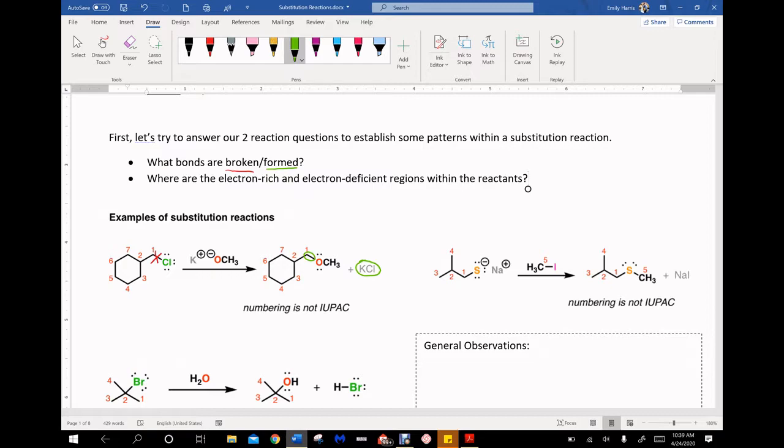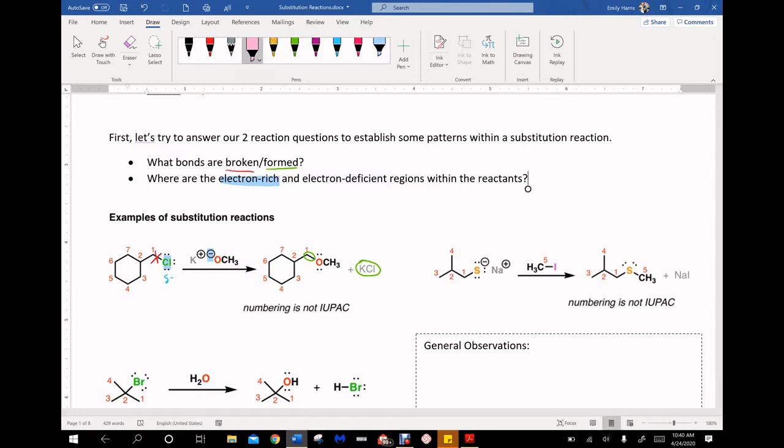All right, now it wants me to label where the electron-rich and electron-deficient regions are. So electron-rich regions, remember those are lone pairs, negative charges, pi bonds. So I've got some electron-rich regions in that chlorine. It's also going to be partially negative because it's attached to a less electronegative carbon. And I also have an electron-rich region there with the negative charge on my oxygen.